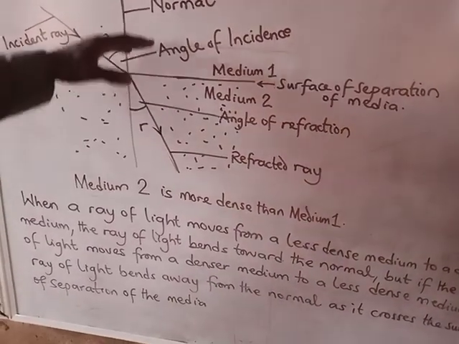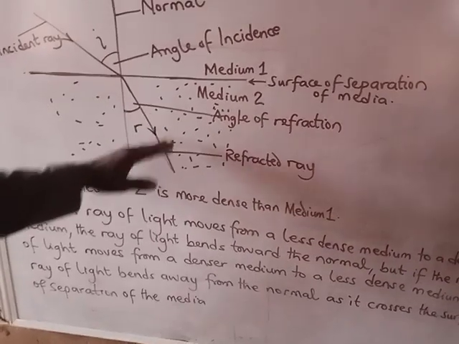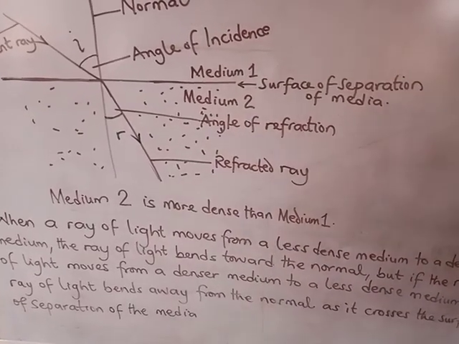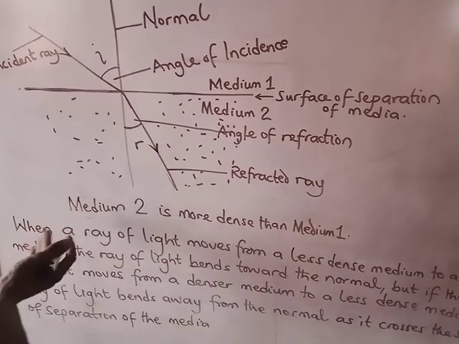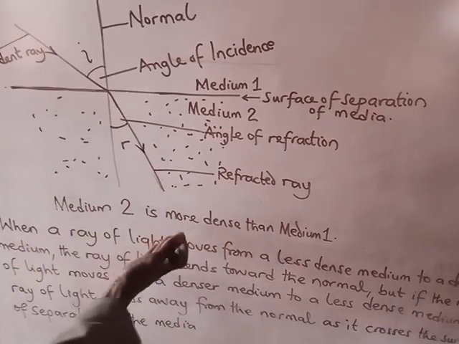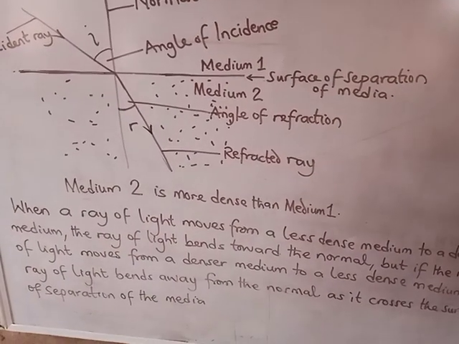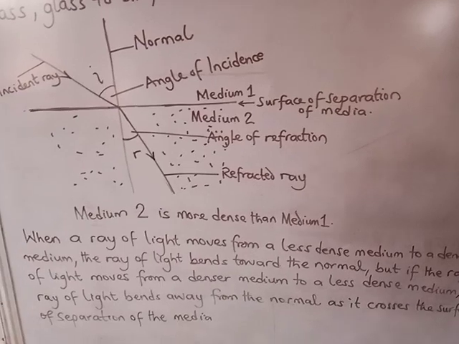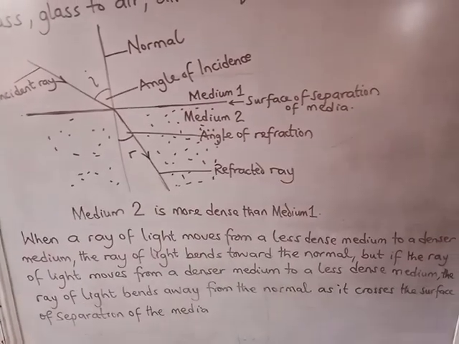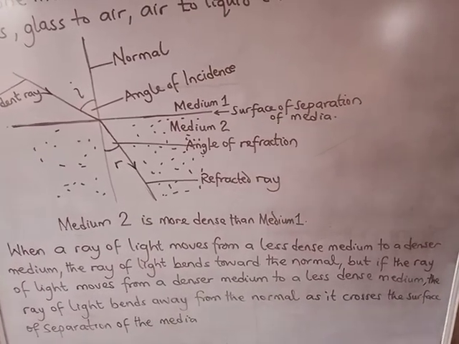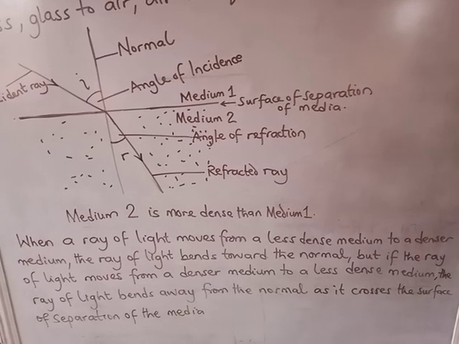Now let's assume, if this is air, this could be glass or liquid. That's liquid, that's another medium. And in this case, you see medium 2, the second medium, is more dense, has higher density than medium 1. And what happens when a ray of light moves from one medium to the other with different densities?